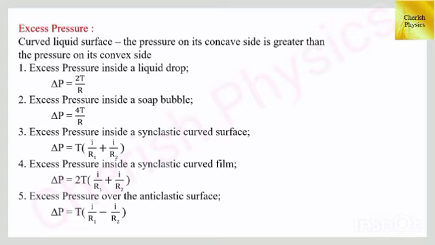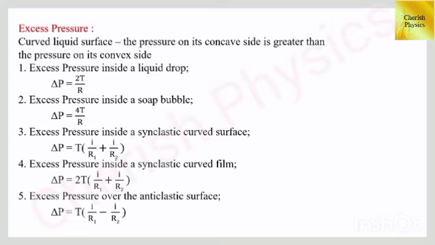Fourth one, excess pressure inside a synclastic curved film. Delta P equal to 2T into 1 divided by R1 plus 1 divided by R2. Fifth one, excess pressure over the anticlastic surface. Delta P equal to T into 1 divided by R1 minus 1 divided by R2.